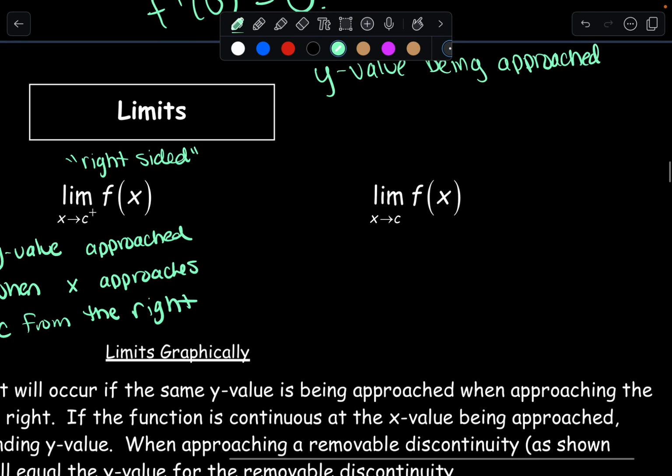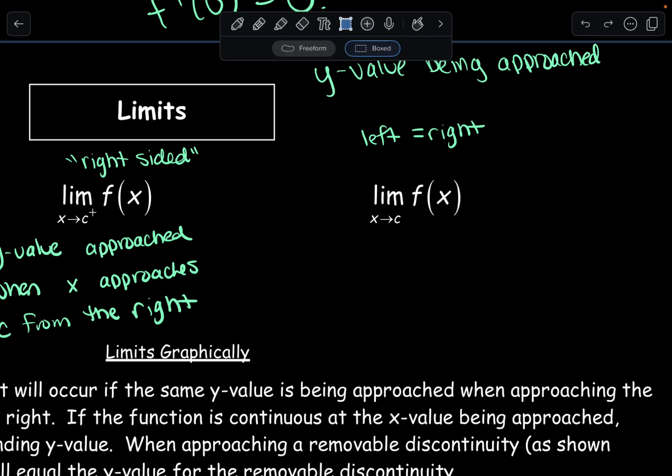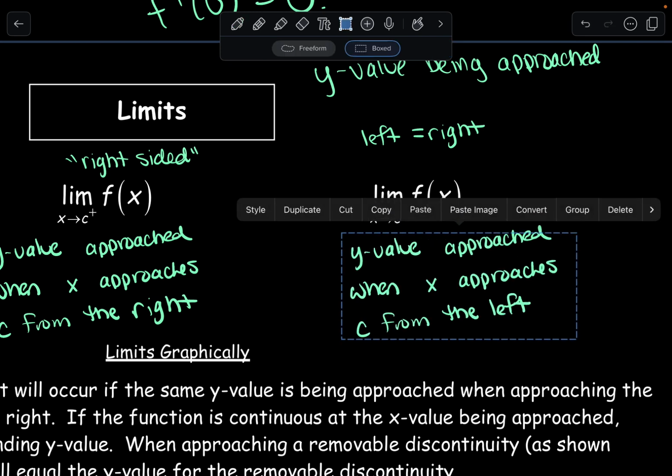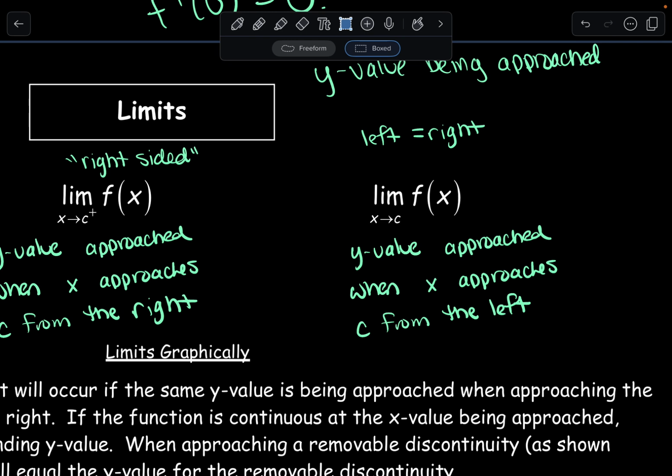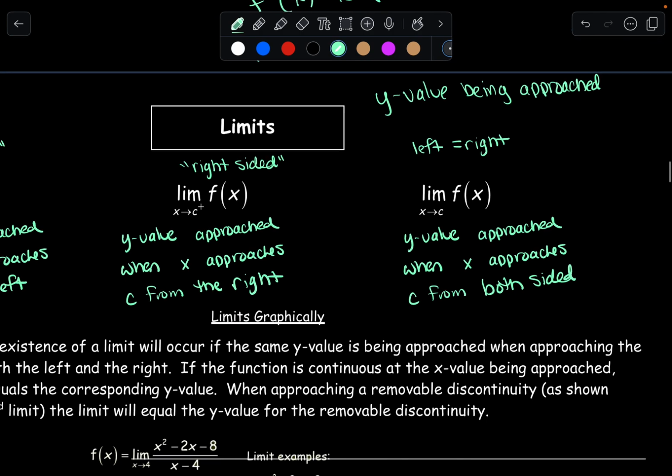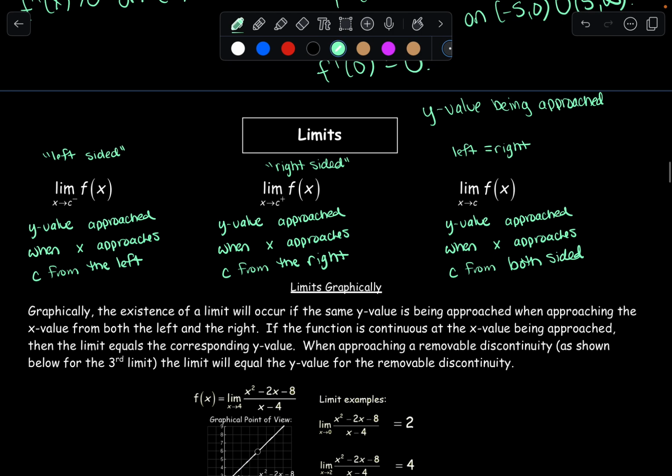And then this last one, this is when the left-sided limit agrees with the right-sided limit. That means the limit as x approaches that constant exists. So it's going to be the same statement: the y value approached when x approaches c from both sides. And again, this only occurs when the left-sided limit and the right-sided limit are approaching the same value.